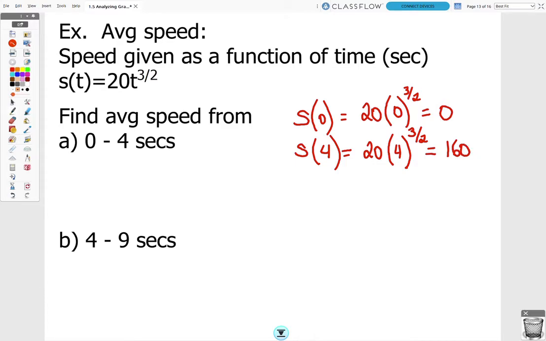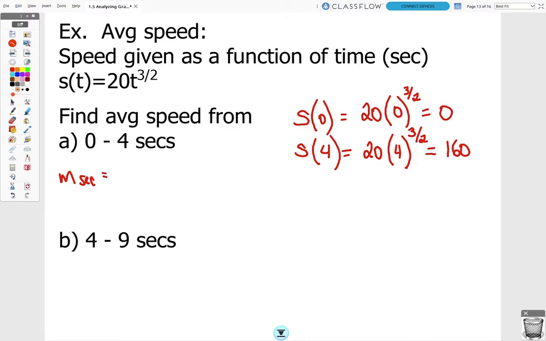So when you started, you're going 0, makes sense. 4 seconds later, you're going 160, and it's in terms of seconds. This could be feet per second. That's still pretty fast, but yeah, 160 is probably not miles. It's definitely not miles per second, at least. So we're going to say, okay, let's find our average rate of change, the slope of our secant line.